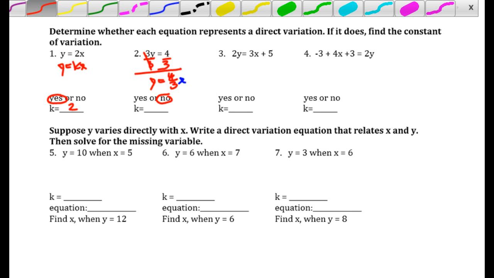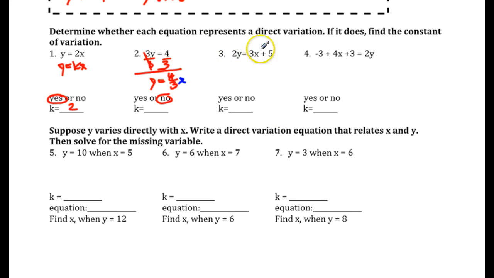All right, let's go to the next one here. Now we have 2y equals 3x plus 5. Let's always just go through the steps. Y is not by itself. We're going to solve for y by dividing everything by 2.